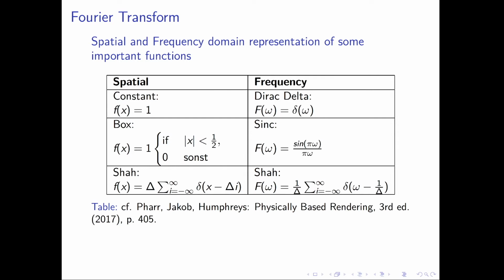One consequence of the Fourier transform is that there are functions in the spatial domain, and those spatial domain functions have a frequency domain equivalent. For instance, if we have a constant function in the spatial domain, then the frequency equivalent of that constant function is the Dirac delta function. And if we have a box function in the spatial domain, then the equivalent of that is the so-called sinc filter. This is basically just sine of x over x.